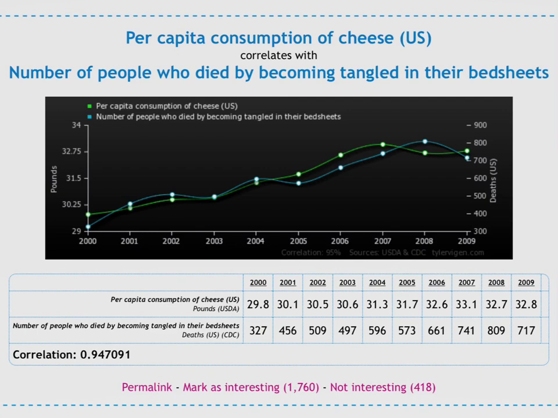In this graph, we have the data on per capita consumption of cheese and the number of people who died by becoming tangled in their bed sheets from 2000 to 2009. The correlation coefficient between these two variables is 0.95. Again, super strong, right? But we shouldn't expect the per capita consumption of cheese to cause people to die by being tangled in their bed sheets, right?